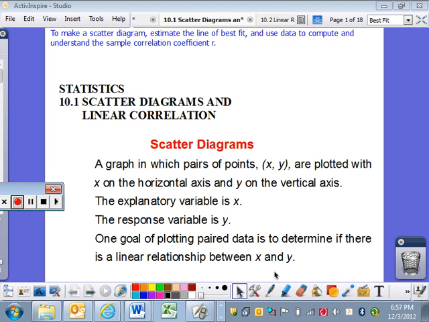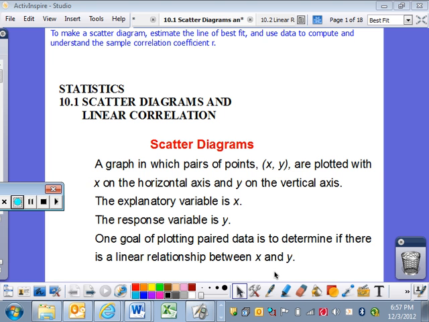Alright everybody, we made it to chapter 10. This is section 10.1. It's all about scatter plots or scatter diagrams, and then linear correlation is what we're really going to focus on. Before I start, you're going to want your formula sheet. We're going to look at one formula, the very first one, the r equals formula on your formula sheet, so have that handy.